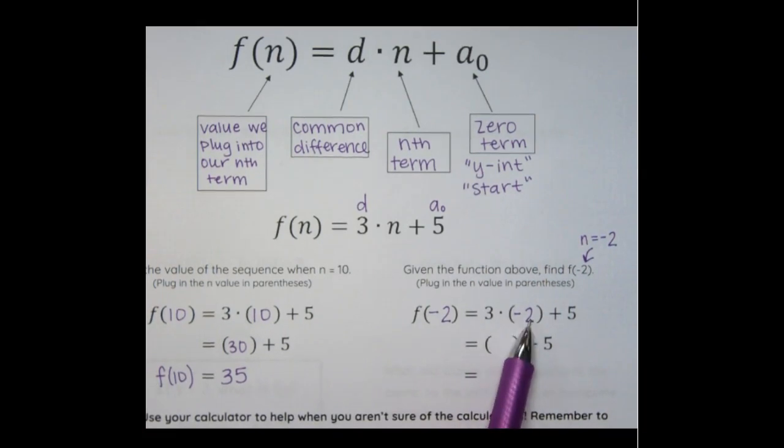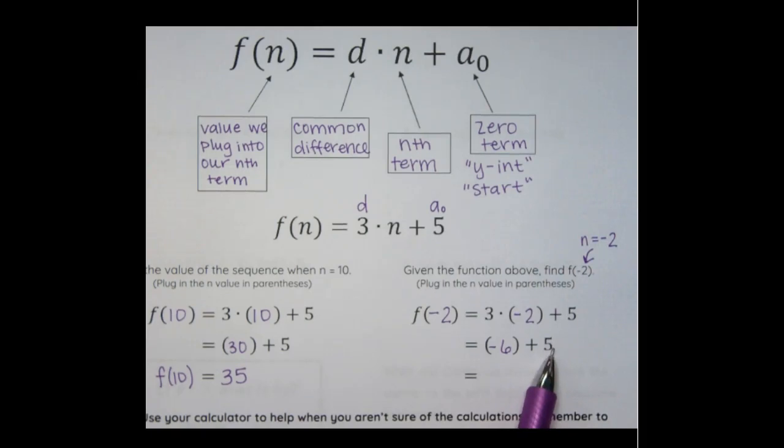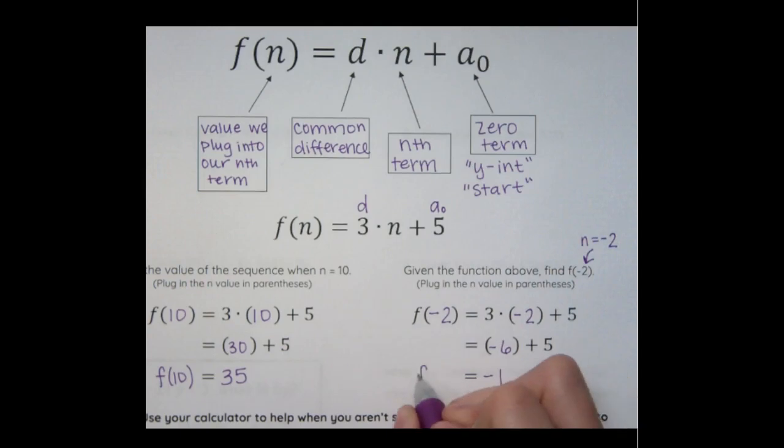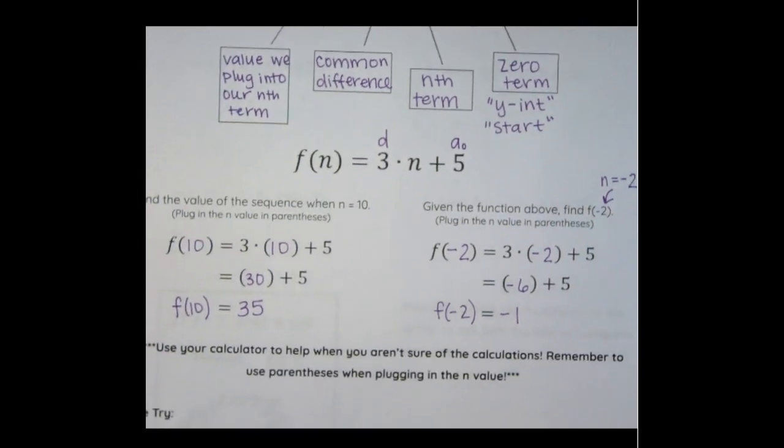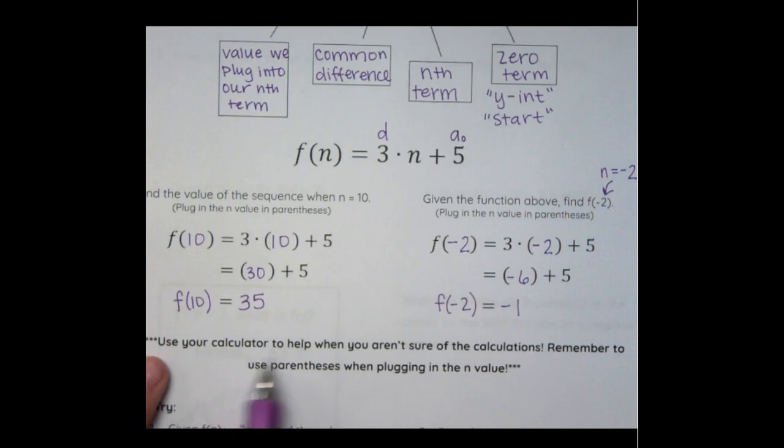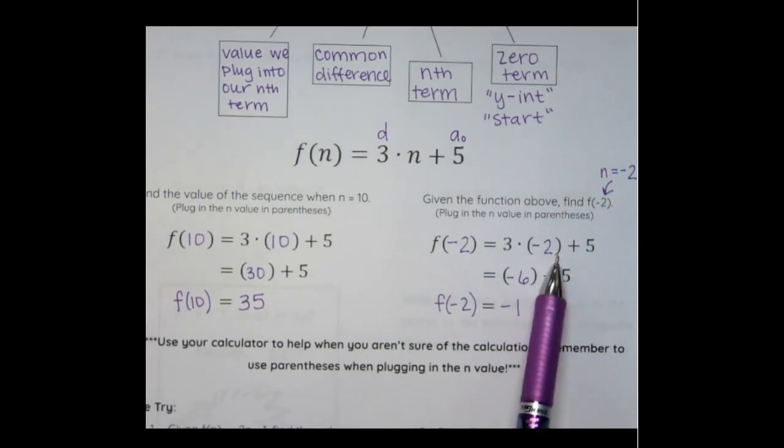Got 3 times negative 2, that's going to give us a negative 6. And now we're going to add 5. Negative 6 plus 5 gets us a negative 1. So f of negative 2 is equal to negative 1. This little note right here is reminding you that you can use your calculator to help you when you aren't sure of the calculations. So just because you think you know what something is added or subtracted or multiplied or divided, double check it in your calculator if you're not sure. Remember to use parentheses when plugging in the n value, just as we did up here.